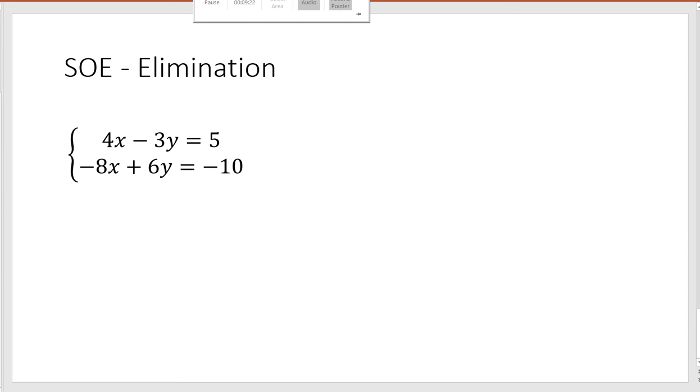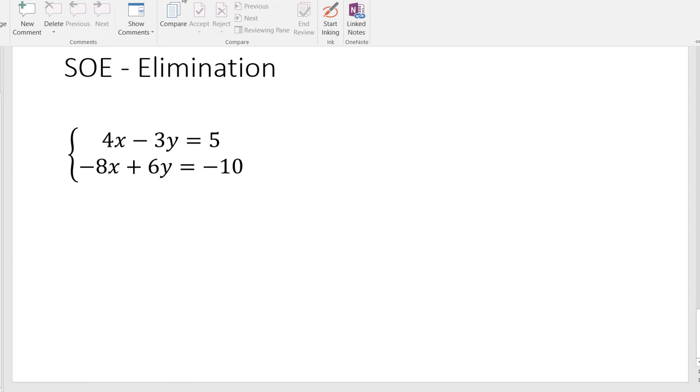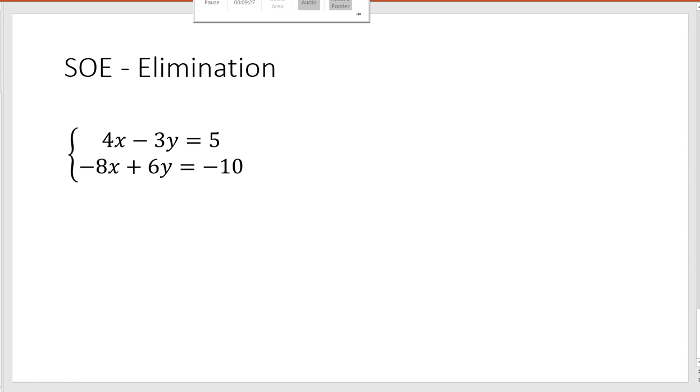All right, let's take a look at this system of equations. On this particular problem here, I don't have any coefficients that are either the same number or the same number with different signs, so like positive 2 and negative 2. However, I do have a 4 and a negative 8. So think about the multiples of 4. 4, 8, 12.